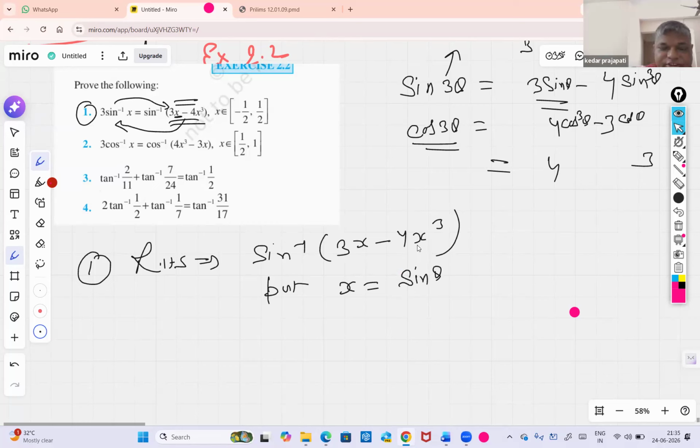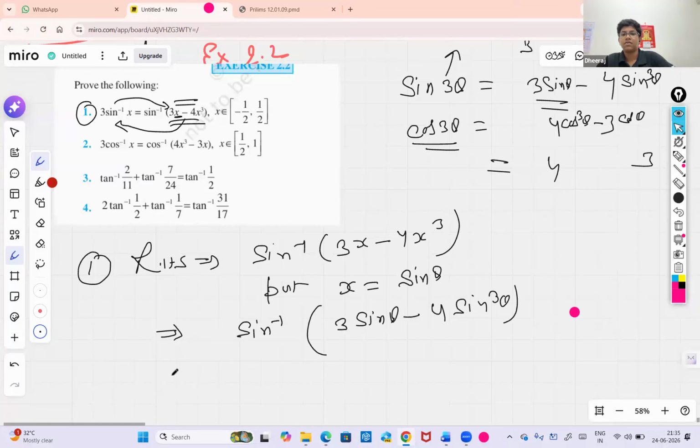Put x equal to sine theta. Now this will become sine inverse, and we just need to solve this. This is 3 sine theta minus 4 sine cube theta, so it is in this form. So inside, what is coming? This is coming as sine 3 theta, and this is sine inverse.